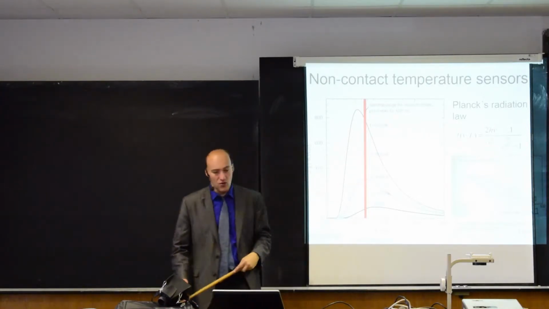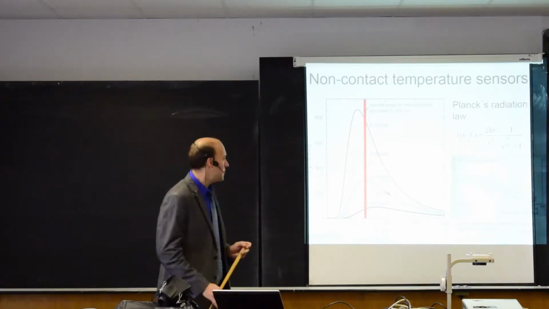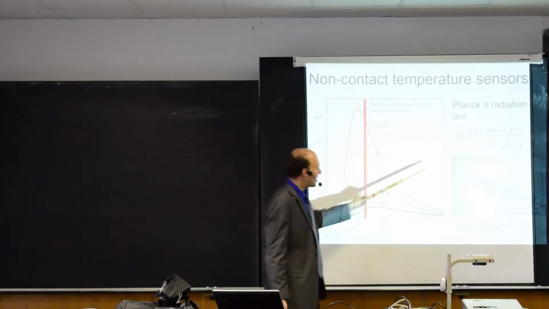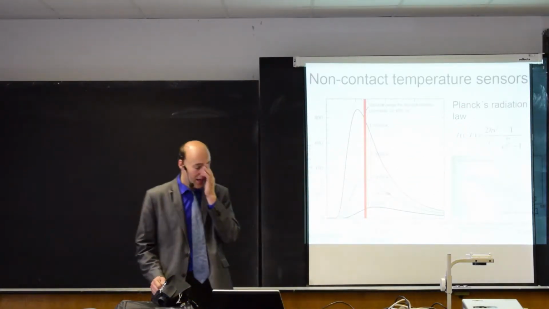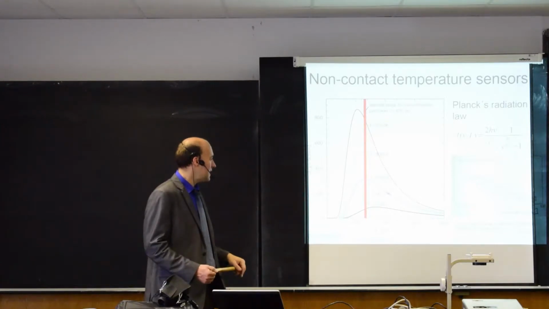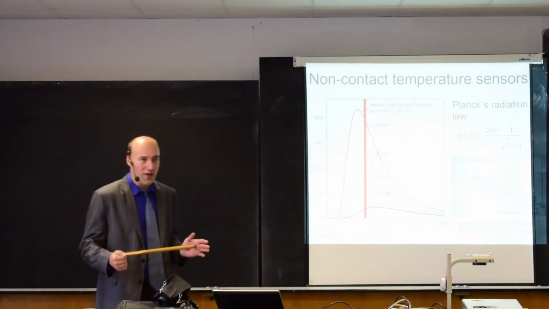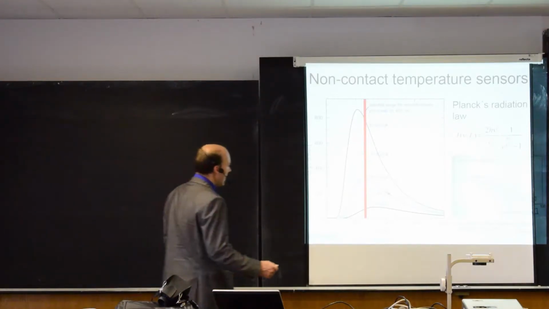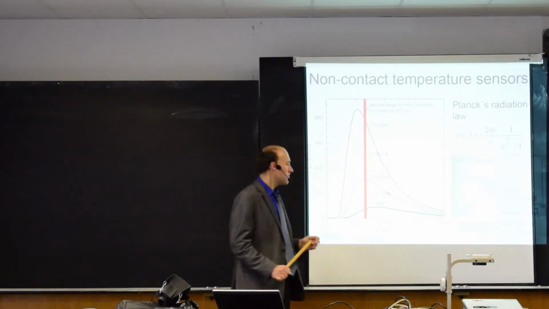So there is a relation between the radiation that I measure and temperature. This is given by Planck's law, which is shown here. And what's interesting from this chart is that it allows us to estimate what wavelengths we need to measure if we want to obtain the temperature of some object.